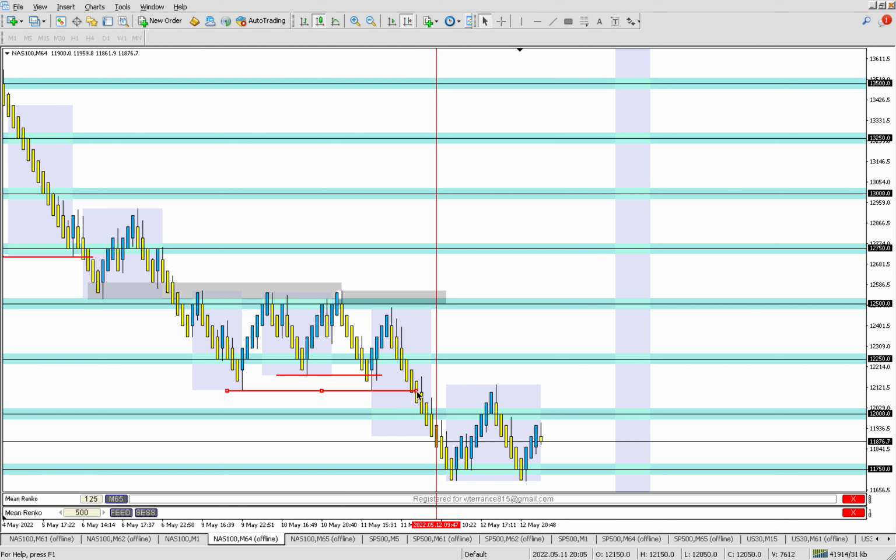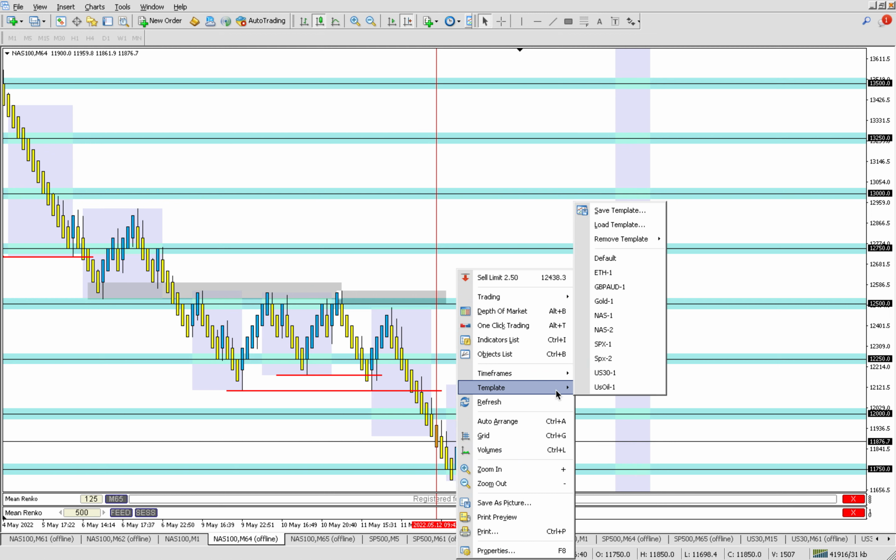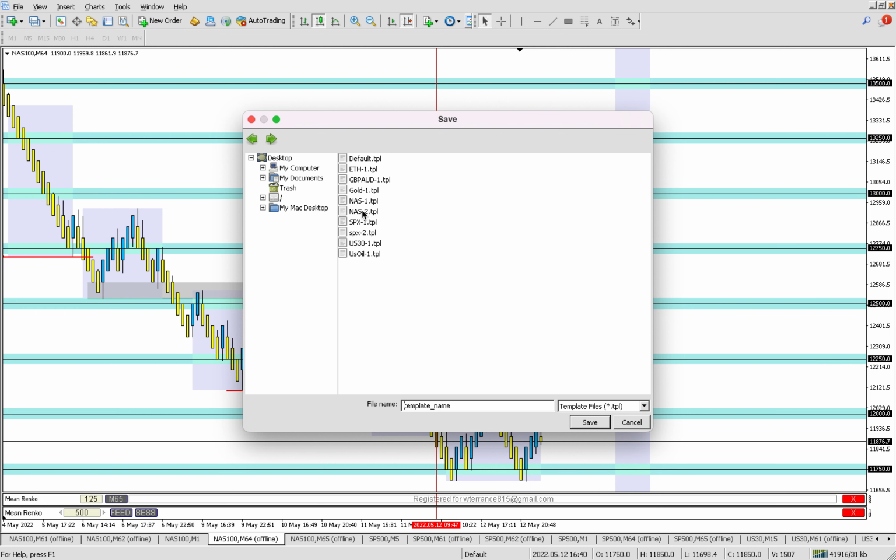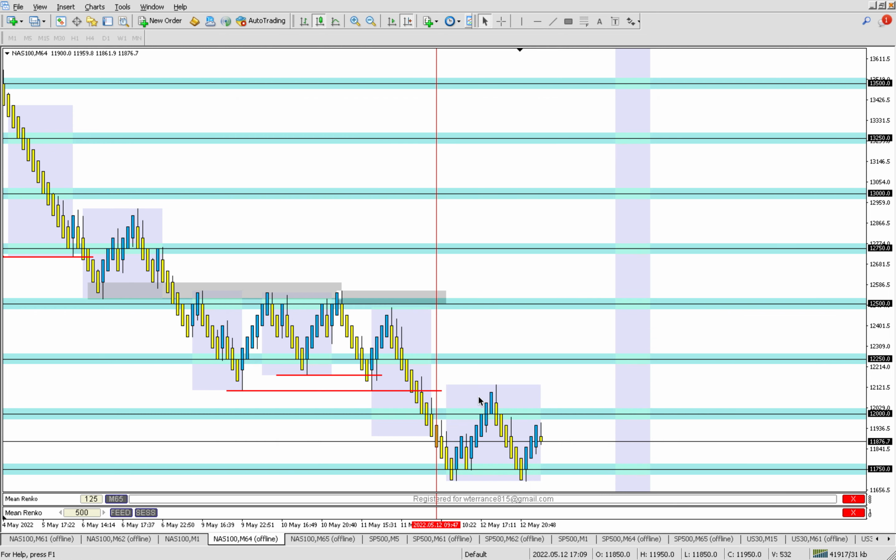patience and discipline. So then later on yesterday, we got our break of structure to the downside, right? So it came down, it fell all the way down to a 11,750 price level, right? And so now let's save that. Save NASDAQ, replace it.